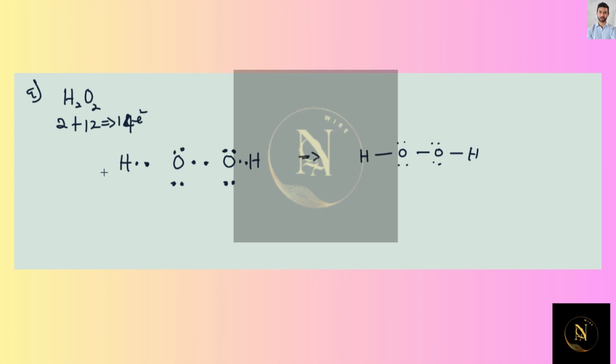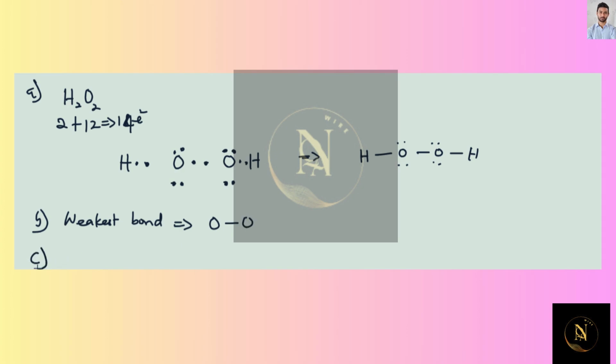And B said that, what is the weakest bond in hydrogen peroxide? The weakest bond is the O-O bond.